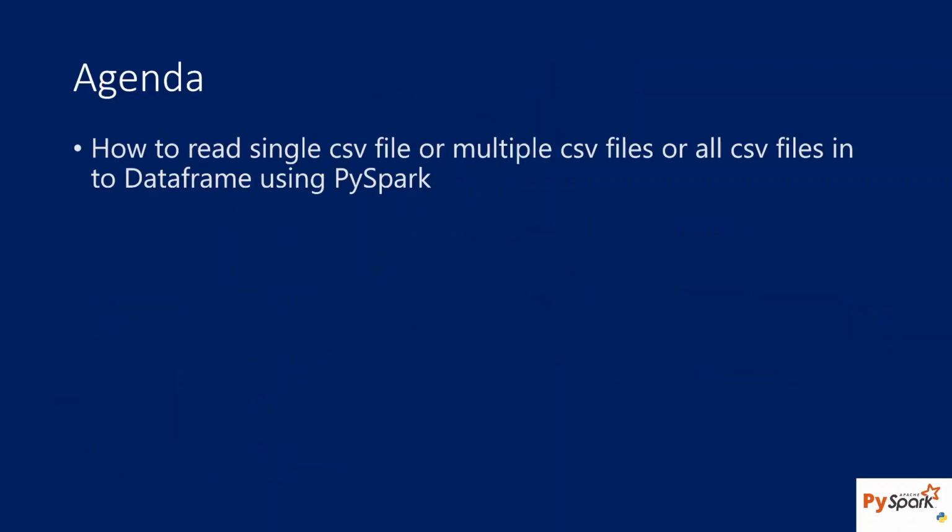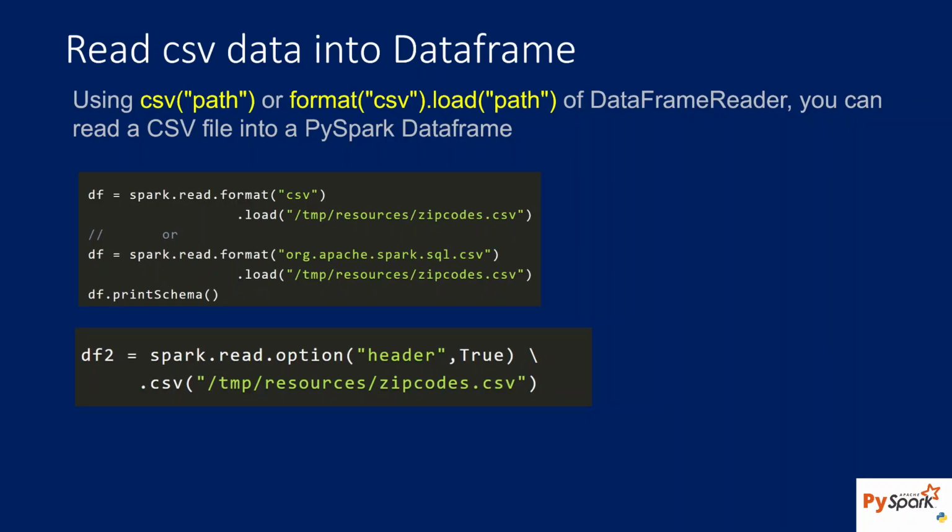So in this particular video we are going to discuss how we can read a single CSV file, or multiple CSV files, or all CSV files. So basically reading CSV files into a data frame using PySpark. If you have one single file, how to do that? If you have multiple CSV files, how to do that? If you have a folder with all CSV files, how to do that? That is what we are going to discuss in this video.